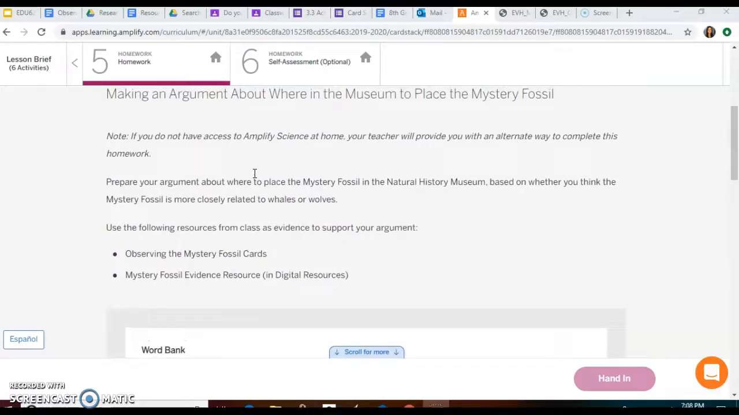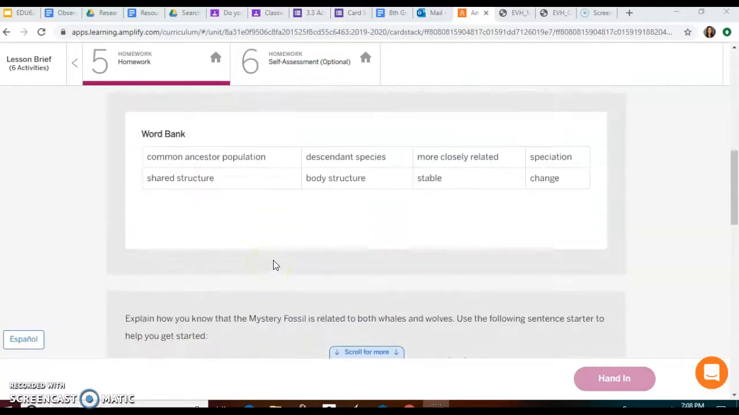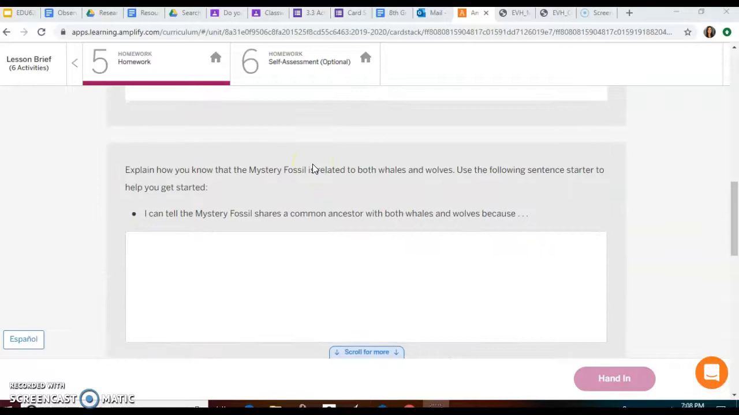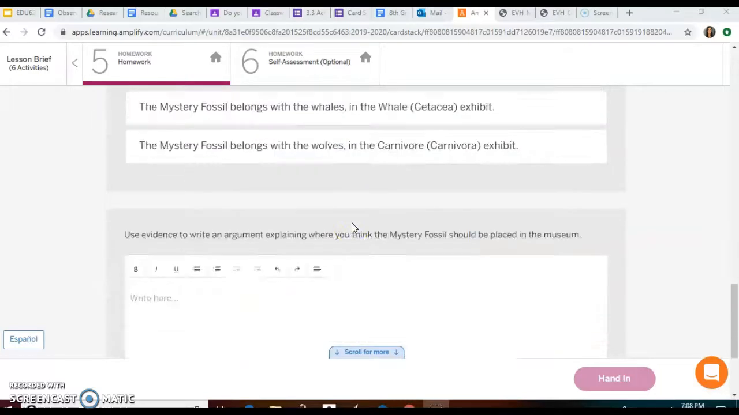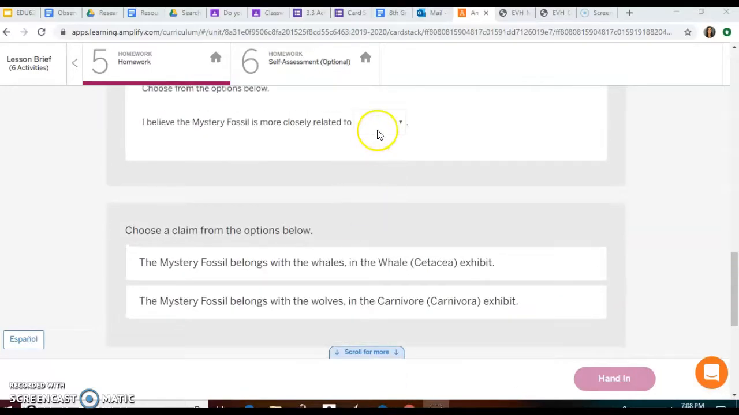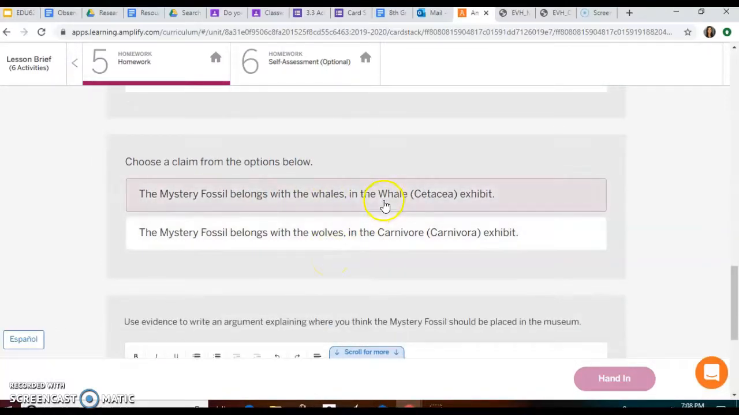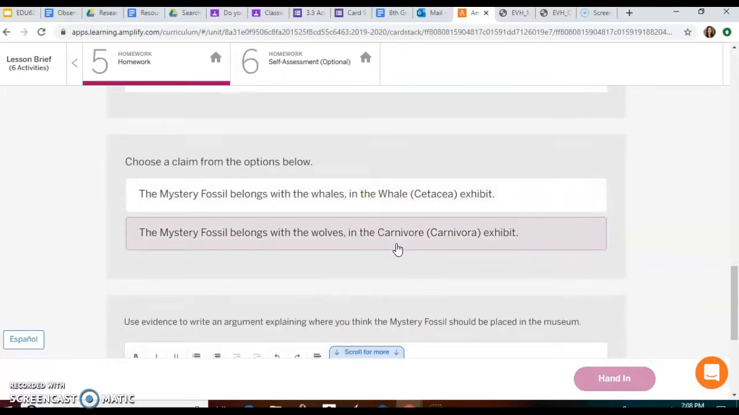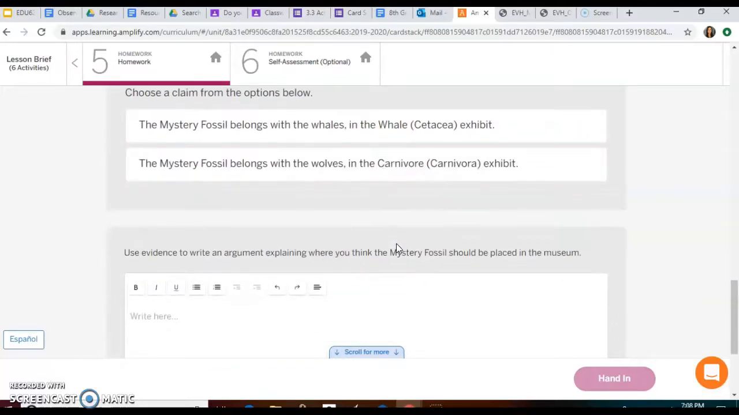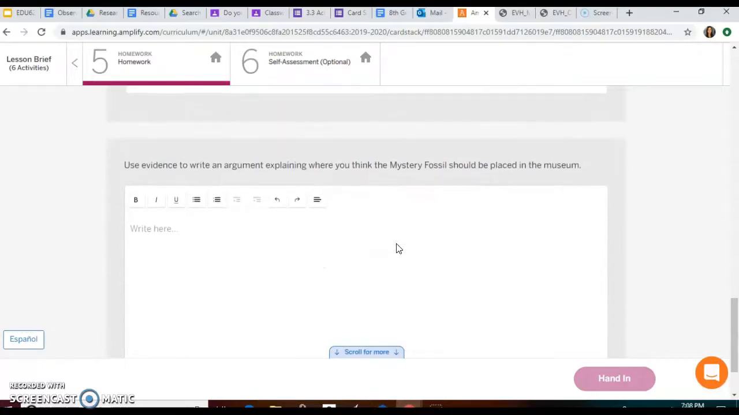You have instructions here, and then you have a word bank here to help you with the vocab words, and then it gives you a little sentence starter. But the key part is going to be here where you tell me which of the 2 you think it's closely related to, the whales or the wolves. And then down here, you're going to pick which claim you agree with, based on if you think it's whales or carnivores, which is the wolves. And then down here is where you are writing your evidence to support your claim.